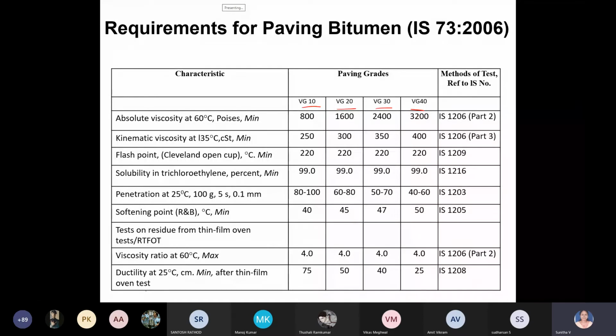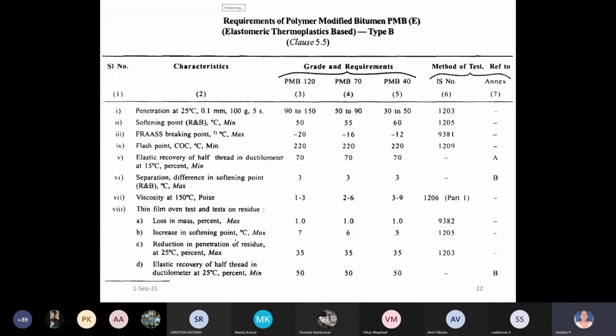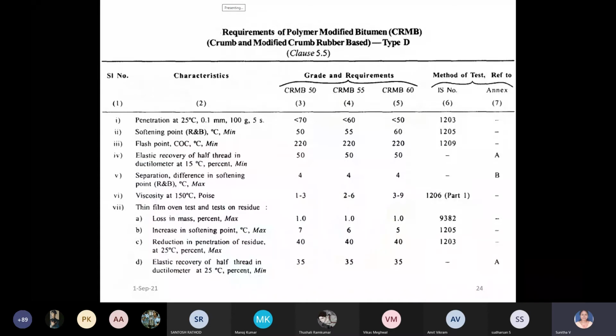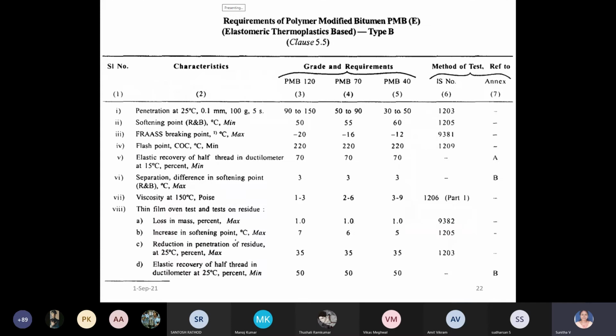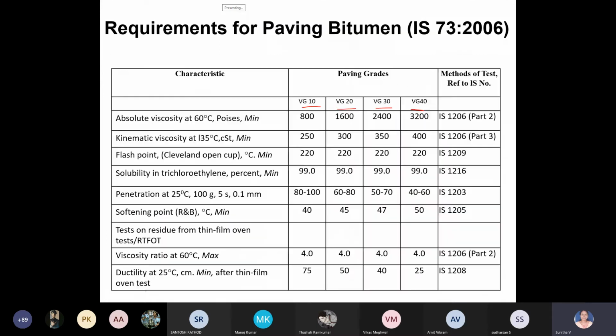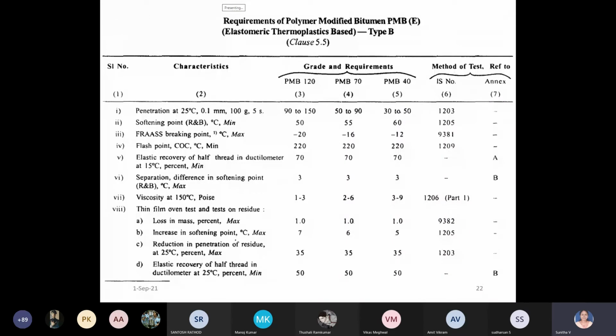Suppose you are modifying the bitumen, using polymer modified or crumb rubber. See, this is for crumb and modified crumb rubber. This is for natural rubber. This is for the elastomeric thermoplastic based. So if it is normal bitumen, check the properties as per this table, which is as per IS 73 2006. If it's modified bitumen, then it should be as per this table.